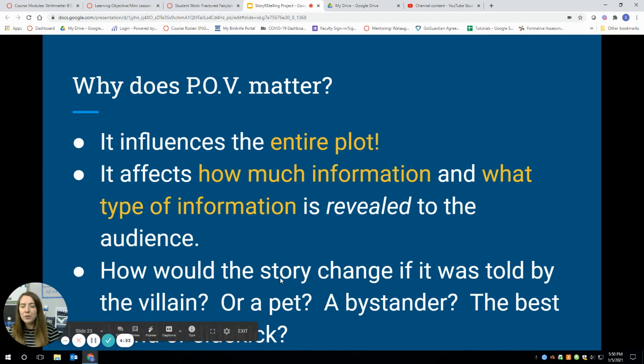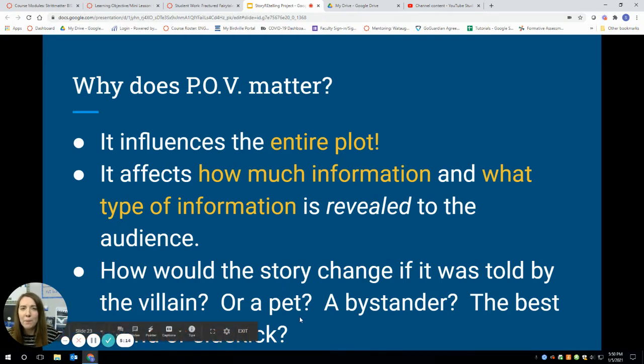I want you guys to think also, what happens when we change the point of view to somebody completely different than the main character? What would happen if we told a story from the villain's point of view? Usually villains are the heroes of their own story. So if you tell the story of the Lion King from Scar's perspective, he doesn't think he's an evil guy going around. He thinks that he's doing what is right because he's after power.